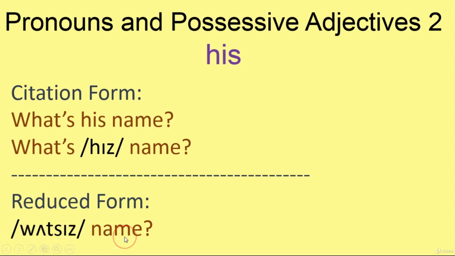What's 'is name? Repeat. What's 'is name?